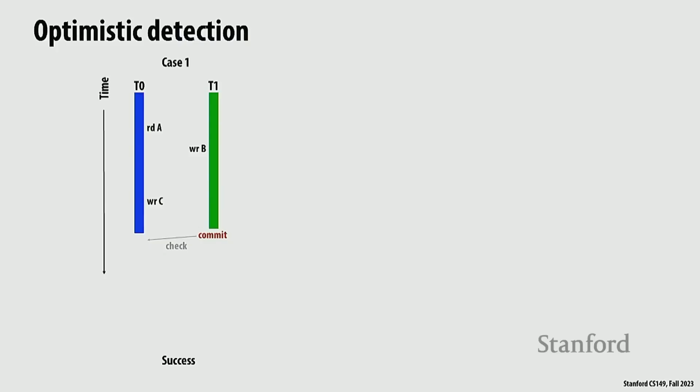So let's look at the example here. We're not doing any check. So pessimistic is I detect as I go. Optimistic is I need to check the write set of the committing transaction, which is B, against the read set of all other transactions. In this case, just T0, which is A and C. There's no conflict. So the conflict detection says no problem, and the commit happens.